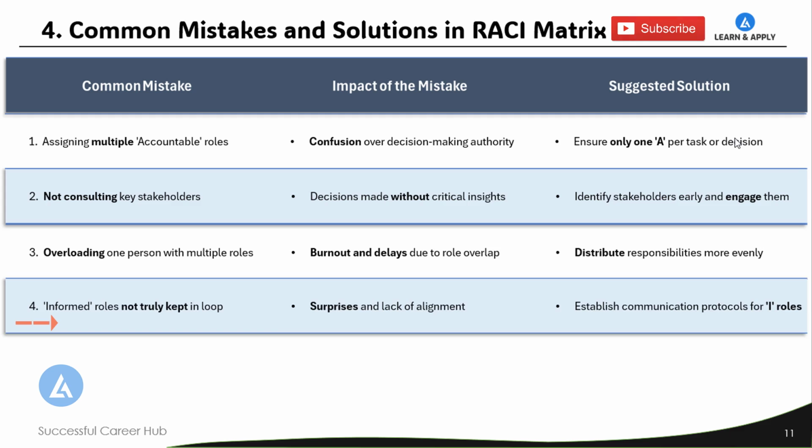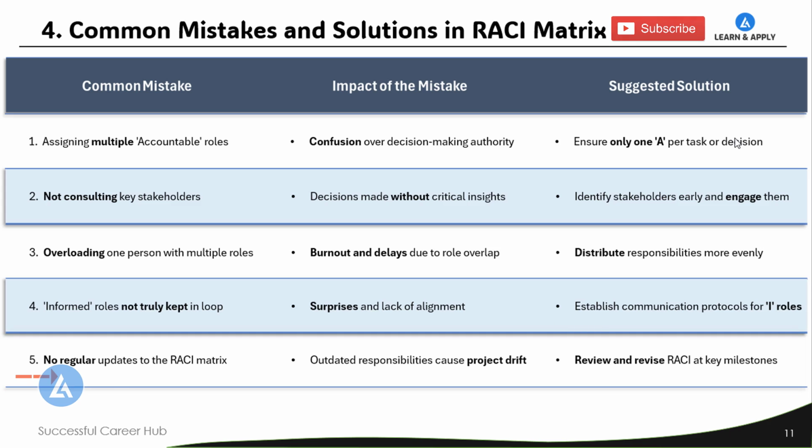The fourth mistake is informed roles not truly kept in the loop. The impact of this mistake is there will be surprises and lack of alignment. To avoid this mistake, please establish communication protocols for informed roles. And the last common mistake that you can see is no regular updates to the RACI matrix, which results in outdated responsibilities that cause project drift. To avoid this mistake, please make sure to review and revise the RACI matrix at key milestones. If you follow these suggested solutions, that will help us avoid the common mistakes in the RACI matrix.